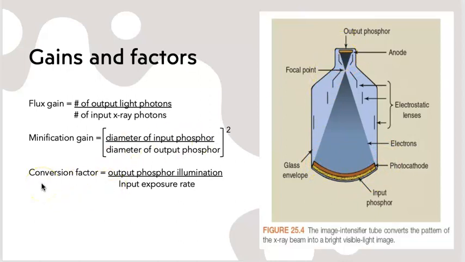Finally, conversion factor is an expression of the output phosphor illumination, so basically our brightness up here, over what we got here at the beginning.